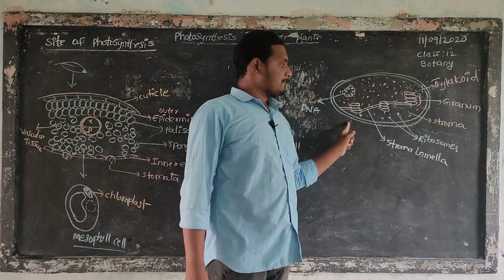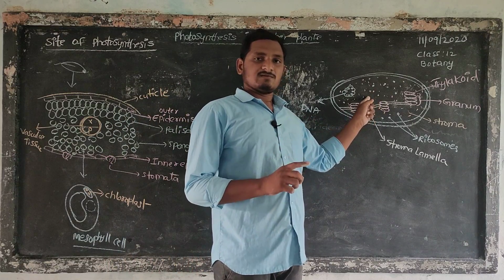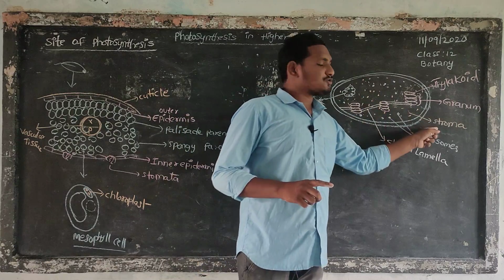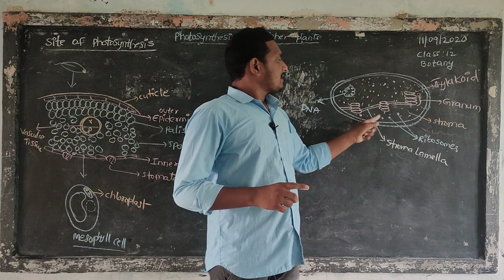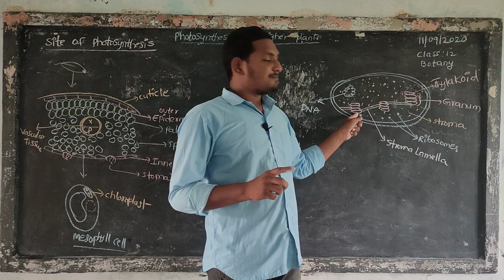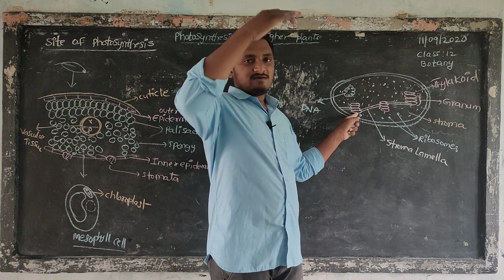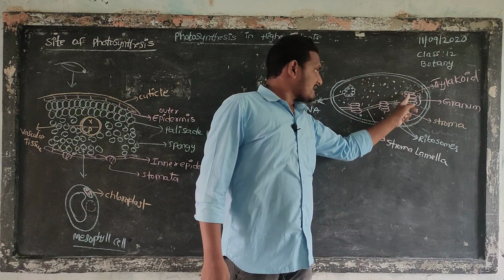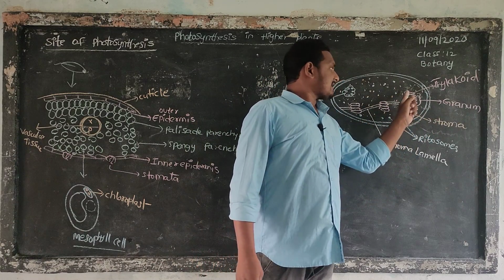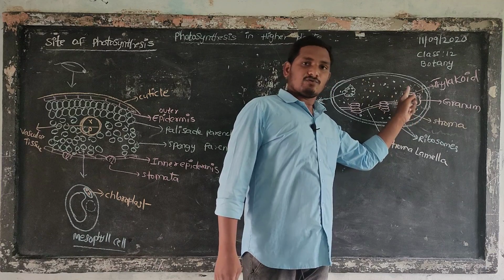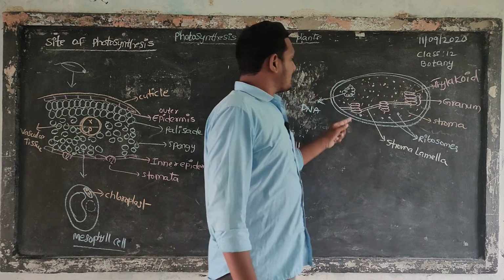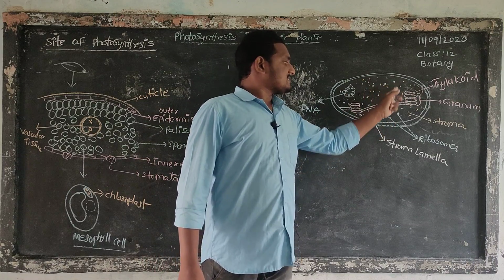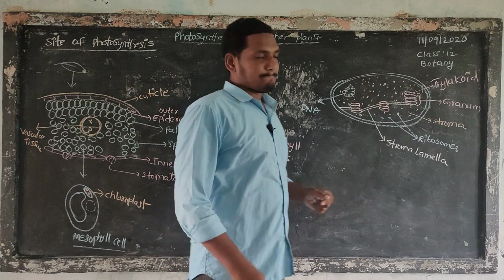Chloroplast is mainly an oval structure. Inside the chloroplast, the liquid portion, a jelly-like structure, is called stroma. Next, inside the stroma, membranous structures are arranged one by one. Each one is called a thylakoid, like thylakoid 1, thylakoid 2, thylakoid 3, thylakoid 4. A group of thylakoids is called a granum. Next, circular DNA as usual, and ribosomes are also present in this chloroplast.